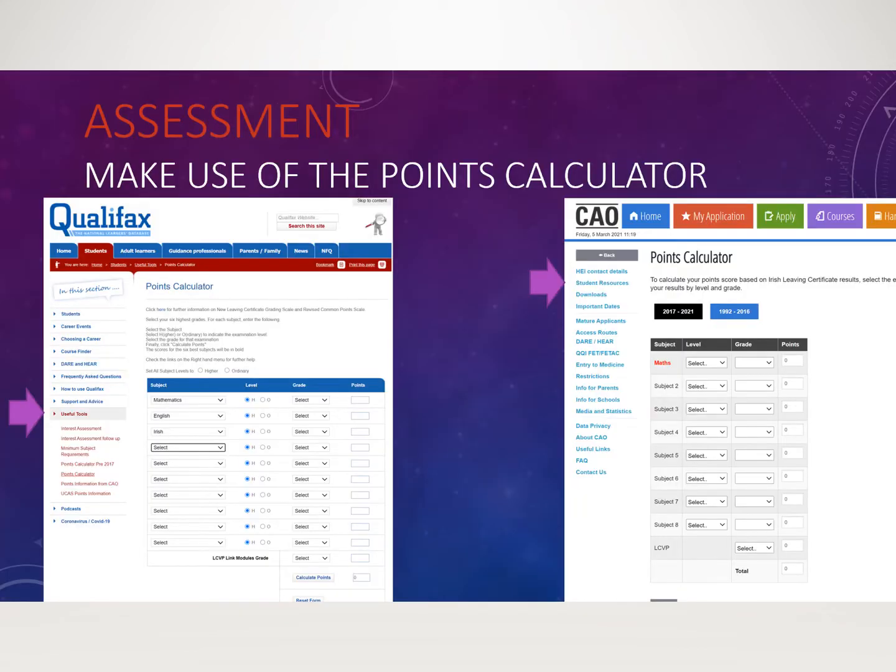If you're calculating the points for yourself to give yourself an indication of how you might pan out with your points in the Leaving Cert, there are two websites, Qualifax and CAO. So on the first page there on the left, the little purple arrow, you can see useful tools on the left hand side. And if you click on that, there's a points calculator there. There is also a points calculator on the CAO website. And again, you can see the little purple arrow indicating student resources.